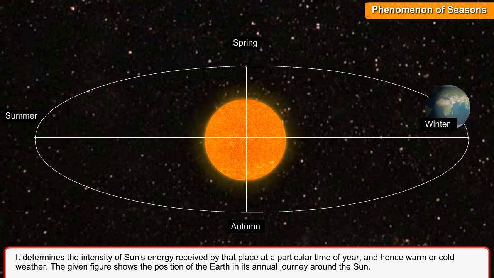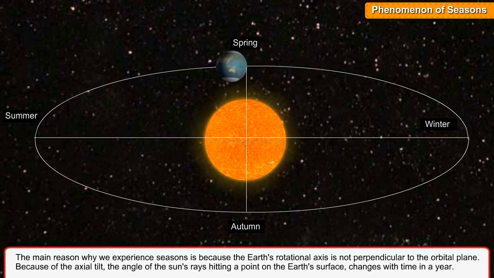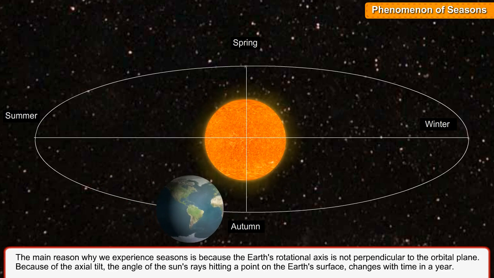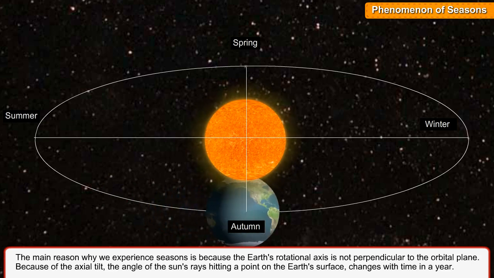The given figure shows the position of the Earth in its annual journey around the Sun. The main reason why we experience seasons is because the Earth's rotational axis is not perpendicular to the orbital plane. Because of the axial tilt, the angle of the Sun's rays hitting a point on the Earth's surface changes with time in a year.